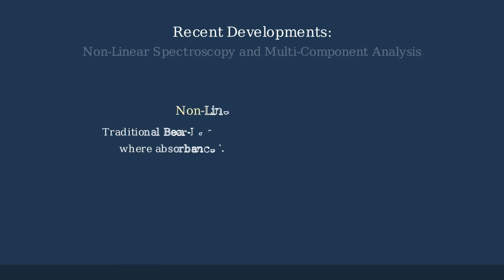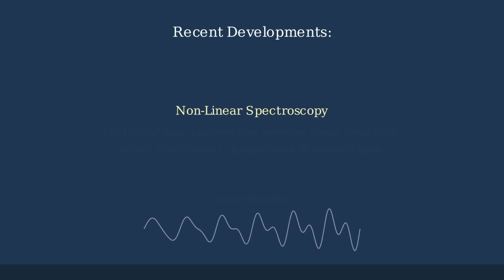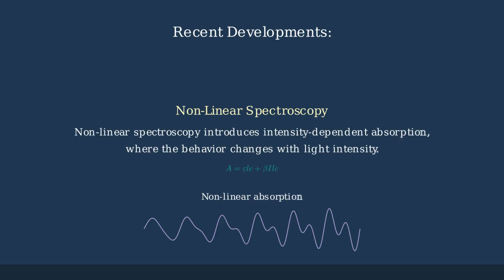Beer-Lambert's law continues to evolve with recent advancements in spectroscopy. Traditional Beer-Lambert law assumes linear absorption, where absorbance is directly proportional to concentration. This is represented by the classic formula A equals epsilon LC. In linear absorption, light waves interact with molecules in a consistent manner regardless of intensity. However, nonlinear spectroscopy introduces intensity-dependent absorption, where the behavior changes with light intensity.